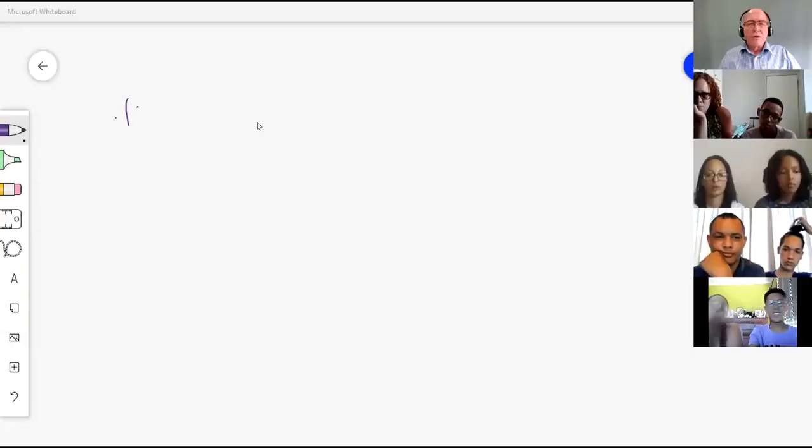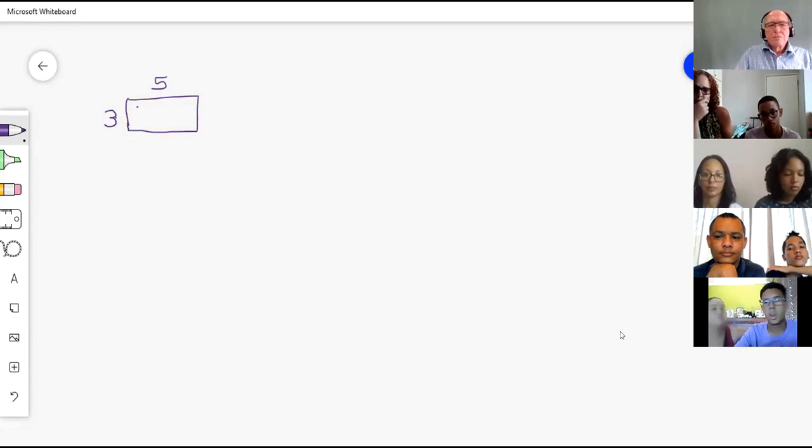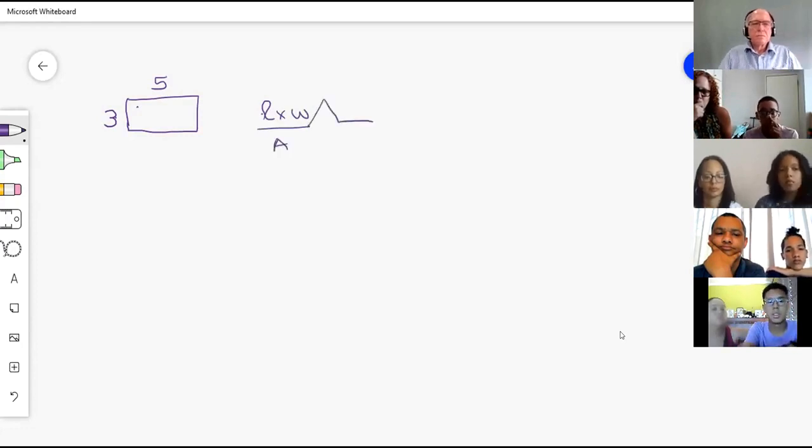Belinda, Jaden, can you guys see my board? Yes. Okay. Jaden, 15 centimeters square. How did you get to 15? Length times width, which is my area, which was 3 times 5. Great. Which is 15.